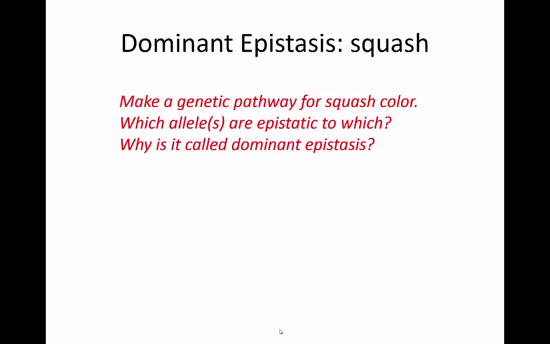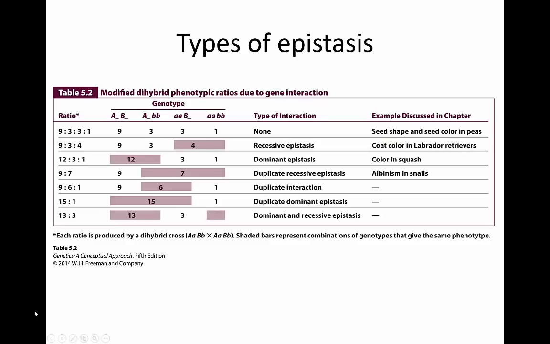So what I'd like you all to do is try to write your own genetic pathway, putting the different alleles for the W and the Y gene on that pathway and including all three phenotypes. I want you to write which alleles are epistatic to which and tell me why it's called dominant epistasis, and we will discuss this in class. Last thing I'd just like to show you is that the types of epistasis we talked about are not all of the possibilities. So these are the three that we talked about right in here. There's three more that are also observed.